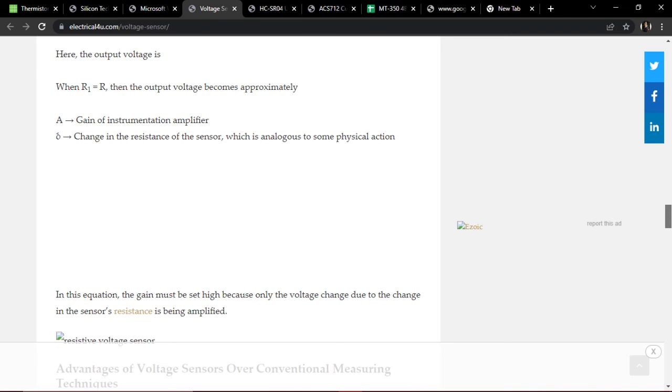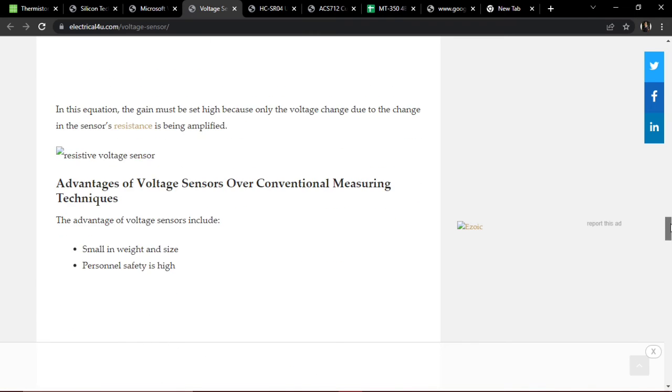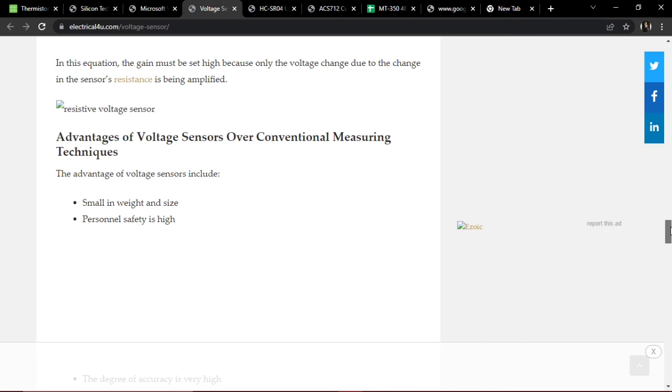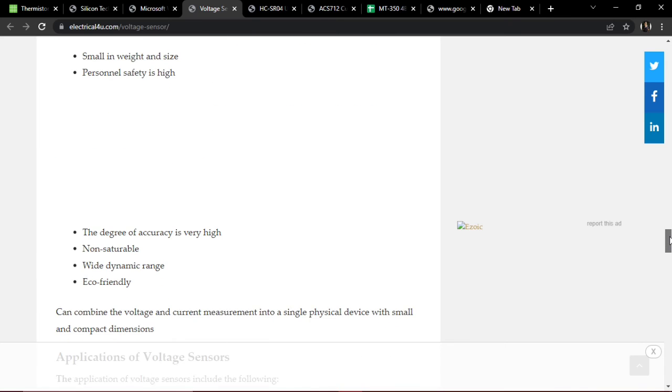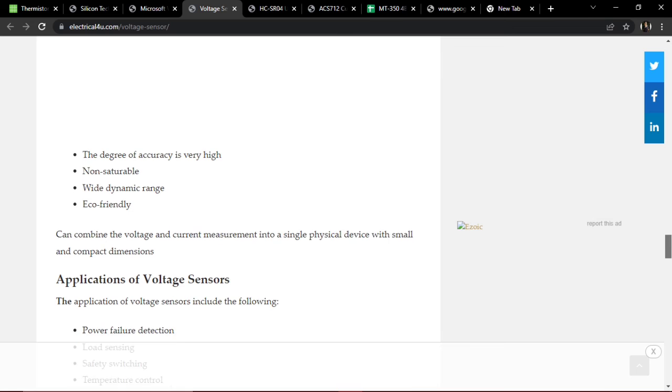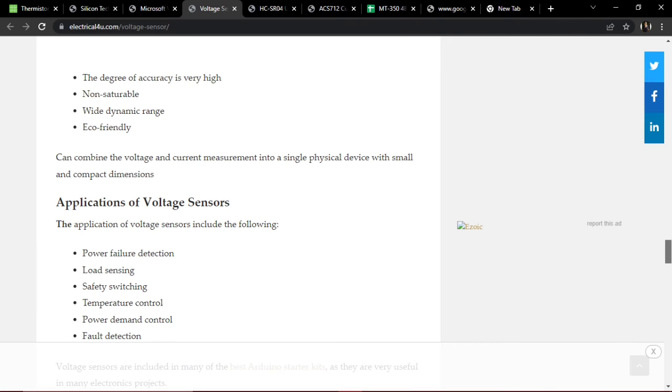Advantages of voltage sensor over conventional measuring techniques. The advantages of voltage sensor include small weight and size, high personal safety, a very high degree of accuracy, non-saturable, wide dynamic range and eco-friendly. It can combine the voltage and current measurement into a single physical device with small and compact dimensions.